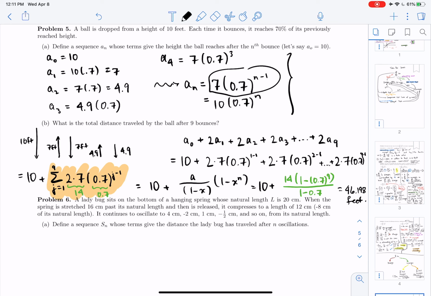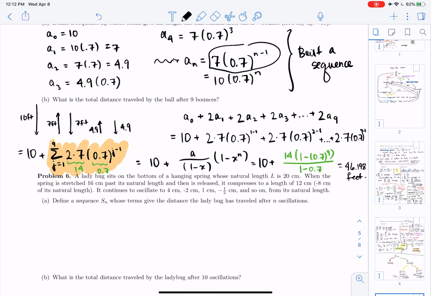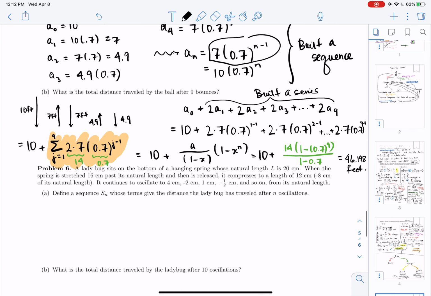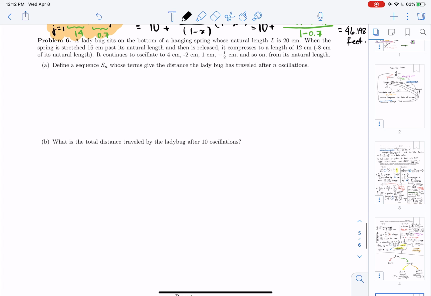Okay, so what was cool about this? First of all, we built a sequence, and you should be able to do that. Given a life-like scenario, you should be able to build a sequence that represents some measurements in that scenario. And then we built a series to add up the terms in the sequence you developed. Unfortunately, your textbook doesn't have very many examples of these, so Dr. Hamidi and I thought it would be important for you to see some examples like this.